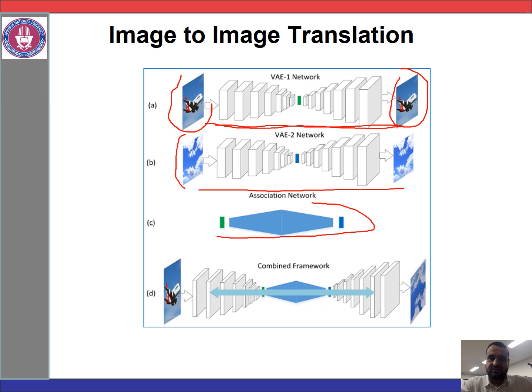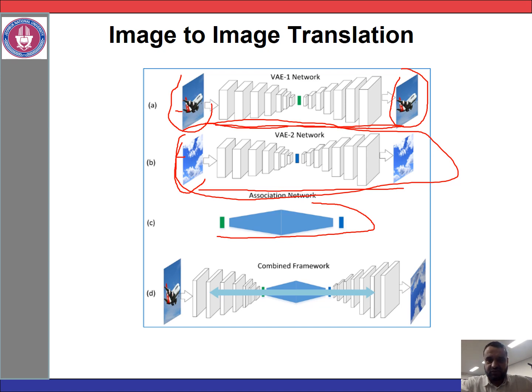Similarly, in the second step, we train this variational autoencoder by providing the images of the second domain. Suppose these are the two domains. One is the aeroplane. Aeroplane is related to the sky. So one domain was the aeroplane and the second domain is the sky images.